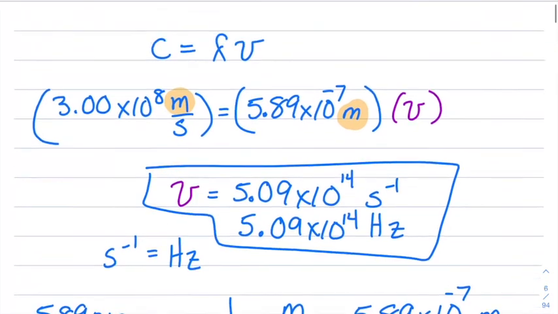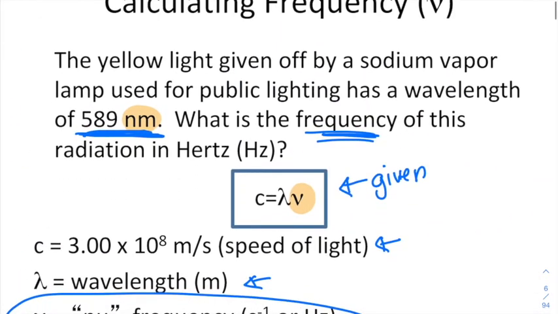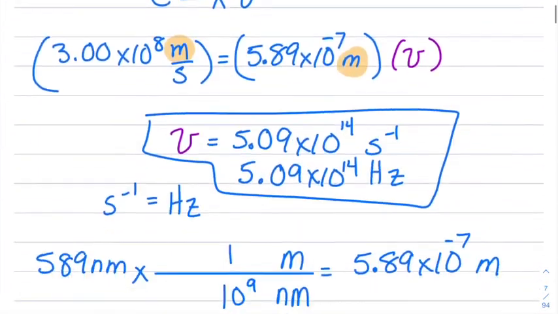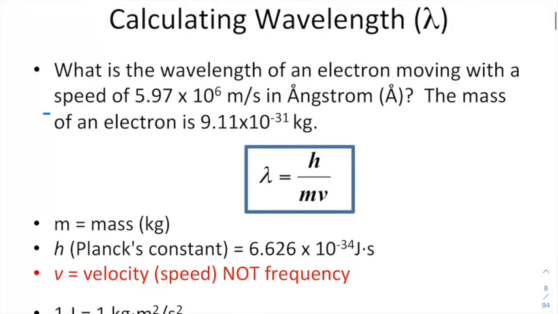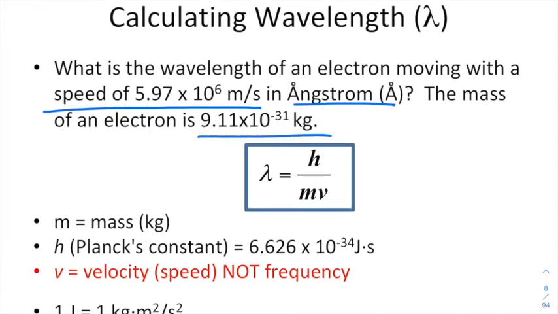All right, so other questions before we move on to another one? All right. So next up, calculating the wavelength. It says, what is the wavelength of an electron moving with a speed of 5.97 times 10 to the 6 meters per second, in angstrom? And the mass of an electron is 9.11 times 10 to the -31 kilograms.